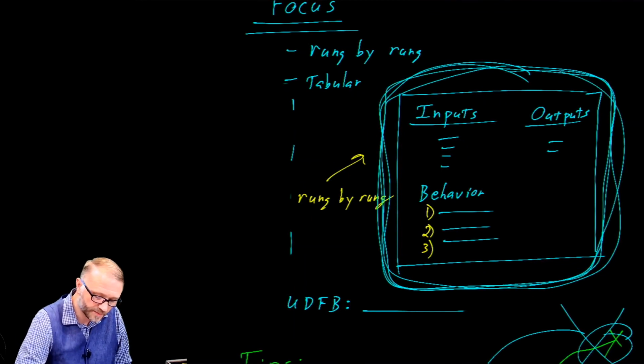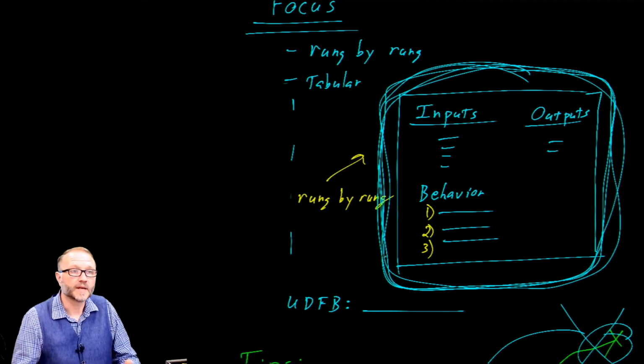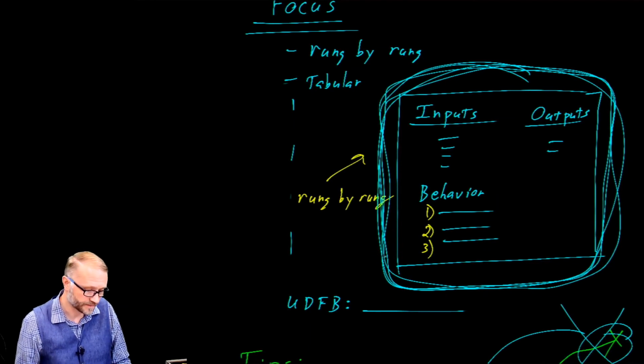Right? So as an iterative process, sometimes you have to come back and in tabular form, write down what your behaviors are, or maybe capture another input or output that you missed.